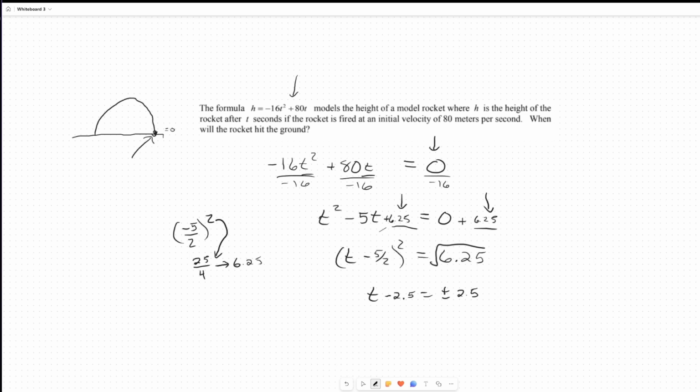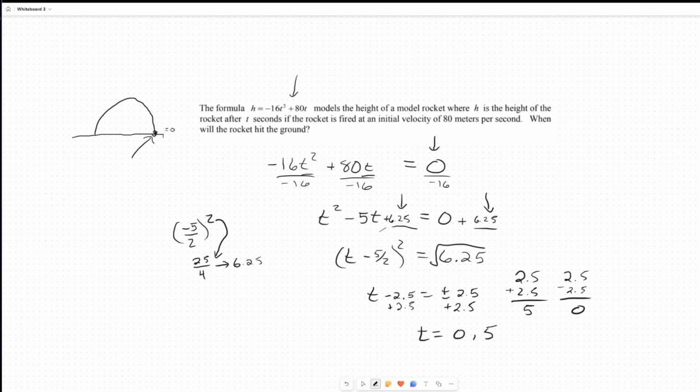So I'm going to add 2.5 to both sides here, and I get t is equal to 2.5 plus 2.5, and 2.5 minus 2.5. Sorry, I've been saying 2.25, it's 2.5. I get a 5 here, and I get a 0 here. So t is either 0 or 5.